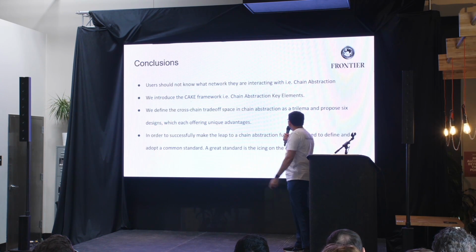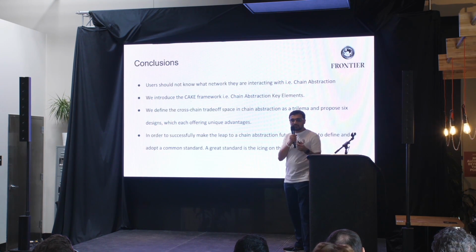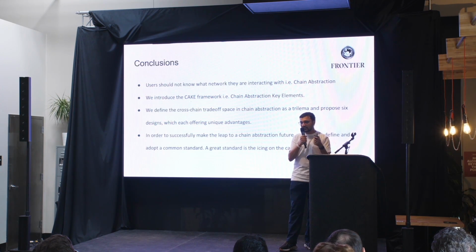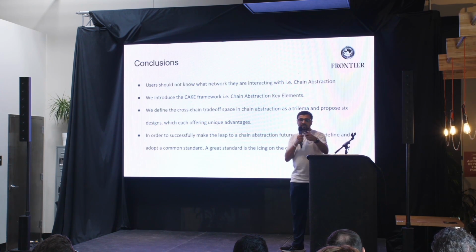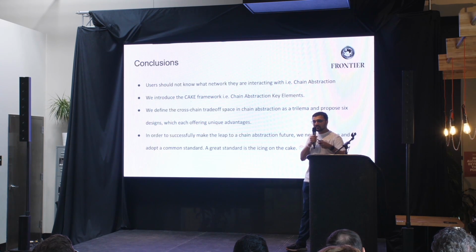And we introduced the cake framework to think about these chain abstraction key elements and how they compose with each other, how these different layers compose with each other, and what the design trade-offs are, and what the 6 designs are that emerge. And I think in order to successfully make the leap of chain abstraction, let developers build the next set of applications, bring the next magnitude of users to crypto, we need some sort of standardization on how these different layers of cake communicate with each other, and that is in the case.